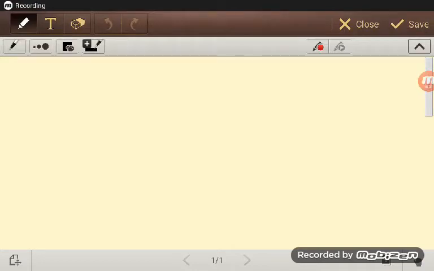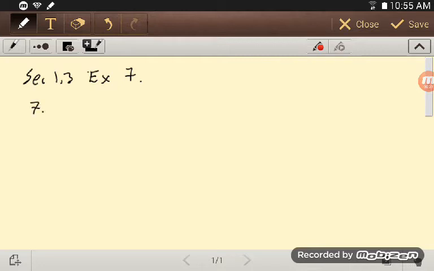Alrighty, let's take a look at section 1.3, exercise 7. And this is just a thing, find the limit. So in 7 it's saying find the limit as x goes to 0 of 2x minus 1.